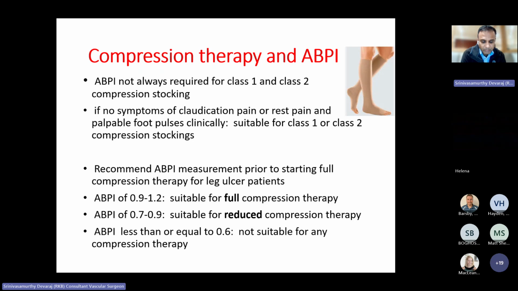that indicates some mild peripheral arterial disease, and therefore we recommend reduced compression therapy. If the ABPI is less than 0.6, that indicates the presence of severe peripheral arterial disease, and they're not suitable for any form of compression therapy, and a referral to a vascular clinic is recommended.